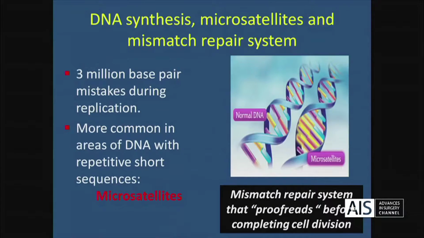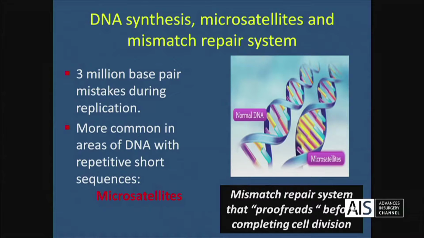Thank you. This slide is to tell you that, I don't know if you know, but during replication of the DNA, approximately 3 million base pair mistakes are made. And these mistakes are more commonly seen in areas of the DNA that have repetitive sequences. These are called the microsatellites.